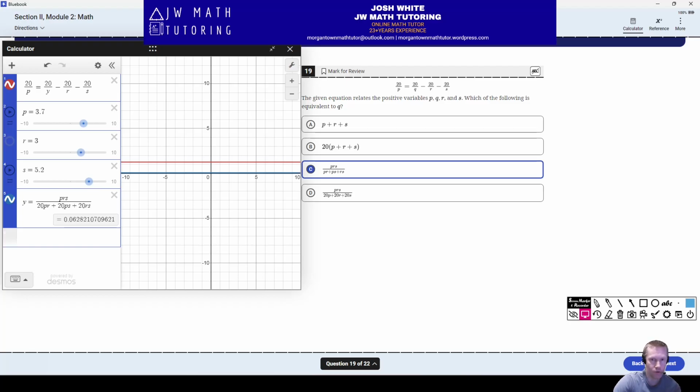You type the original formula, you replace the letter you are solving for with Y, or you could also do it with X and it would be vertical lines instead of horizontal, but I choose to do Y. Then add sliders for P, R and S, move them to whatever. Here they just have to be positive, that's all that matters. And then type your answer choices and you see which horizontal line overlaps the existing line, and that is your answer.